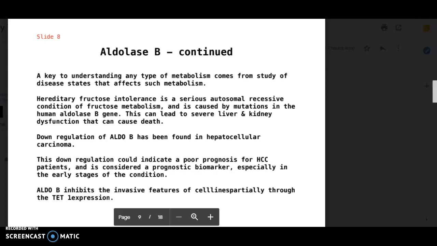Continuing on with aldolase B. Deregulation of aldolase B has been reported in hepatocellular carcinoma. However, its clinical significance and its role in pathogenesis remain largely unknown. The downregulation of ALDOB could indicate a poor prognosis for HCC patients, and therefore ALDOB might be considered a prognostic biomarker for HCC, especially at the early stage. In addition, ALDOB inhibits the invasive features of cell lines partly through TET1 expression.